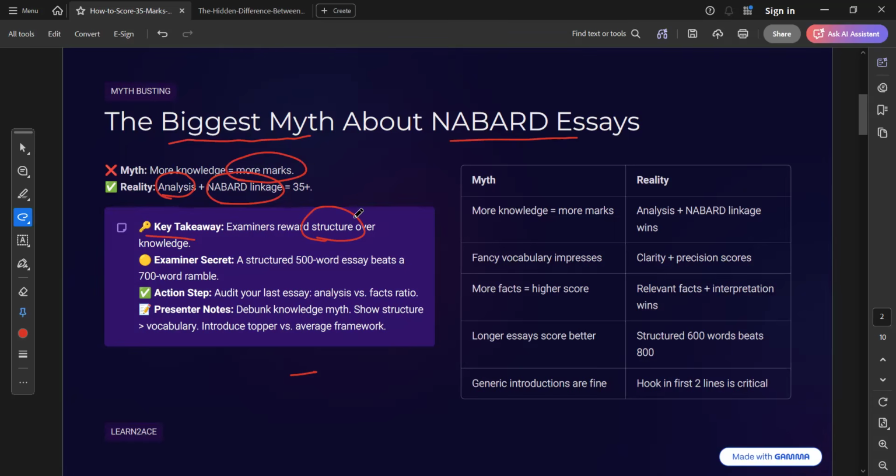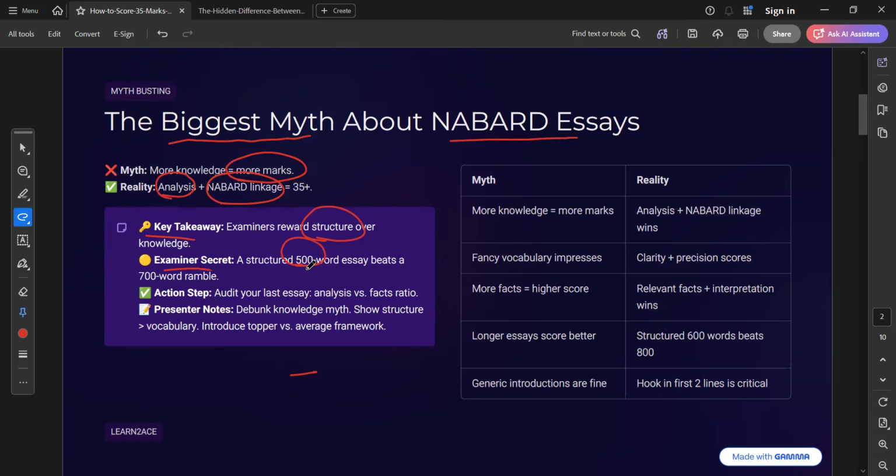And I promise you, if you read your essay yourself, you would get to know that there is a certain kind of jump. There is a lack of coherence in what you are writing. And that's where you start losing your marks. So the examiner's secret would be, don't write 600 but write 550 or 500 words, but please write what has been asked.